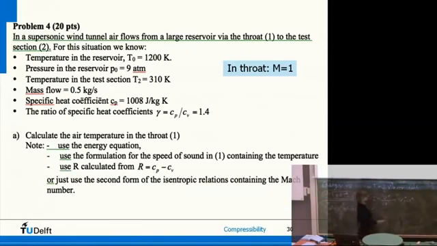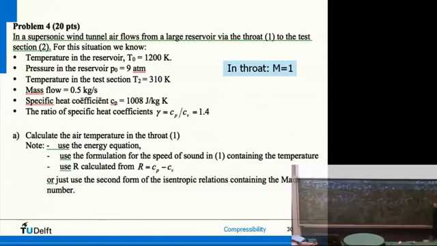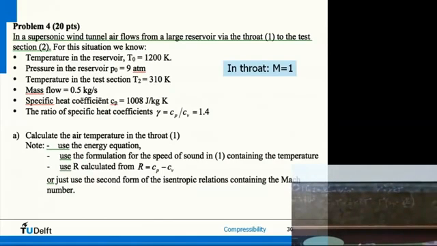So we just substitute. We have V star is equal to square root of gamma R T star, or V star squared is gamma R T star. So we substitute that into this one. So we find CP T0 is CP T star plus a half gamma R T star, which is T star times CP plus gamma R over 2. So T star, that was the one we were after, is equal to CP T0 divided by CP plus gamma R over 2.